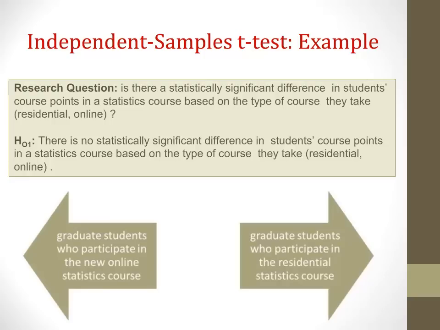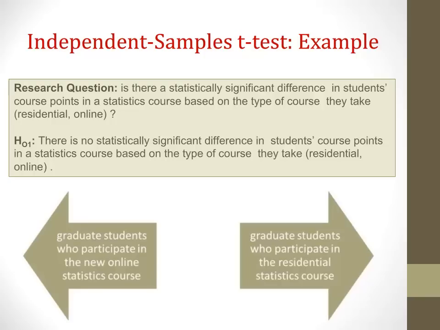At this point, the researcher would ask the question, is there a statistically significant difference in students' course points in their statistics course based on the type of course they take, residential or online? And the null hypothesis simply states almost the exact same thing. There's no statistically significant difference in students' course points in a statistics course based on the type of course they take.